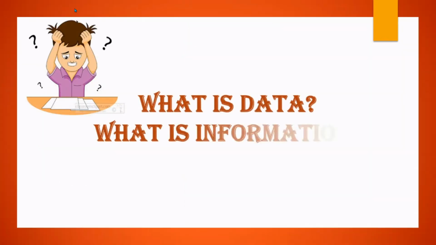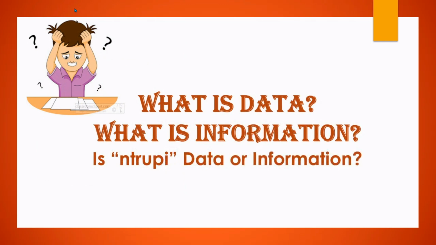Before we delve into the whole information processing, we need to know what is data, what is information, and after we're through knowing what those are, we need to decide on whether NTRUPI is data or information. So, what is data? Data is raw and unprocessed text and figures that has no meaning unless it is organized or processed. On the contrary, information is processed data. Information has meaning and it makes sense.